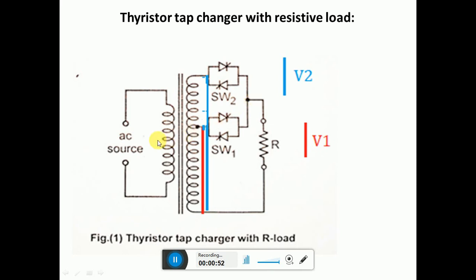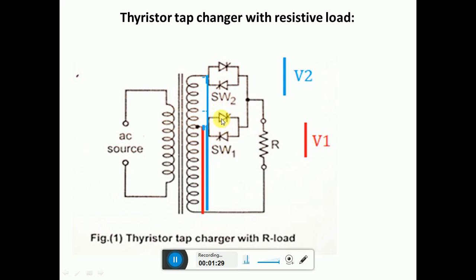See, this is the primary winding of the transformer, and we can see it is split into two parts. This is the lower tap and this is the upper tap. To the lower tap, switch 1 is connected, and to the upper tap, switch 2 is connected. If we switch on this one and this is off, we get what is denoted by V1. So this V1 voltage will appear across the load when switch 1 is on.